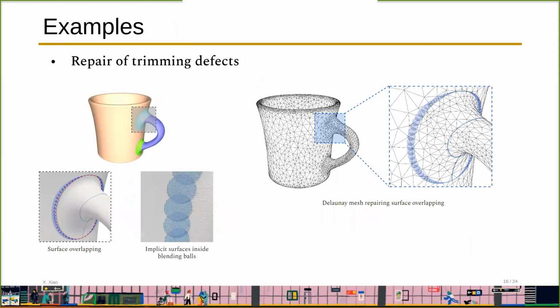We now present some examples to show the features of our NURBS measure. This model has two overlapping surfaces. The overlapping region is fully covered with blending balls. The ball sizes are adaptive to the overlapping areas. In the final mesh, we can see that the overlapping defect is repaired.